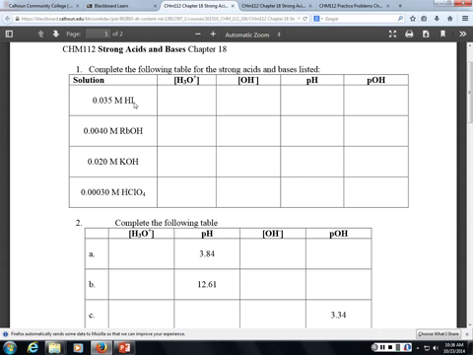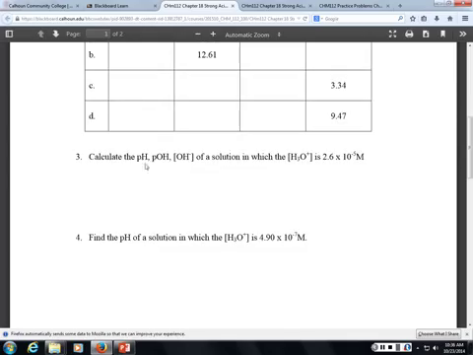The same thing really applies to the tables down here. It says find all of these for the acid. Just watch and make sure you're recognizing if it's the acid or the base. If it's the acid, you take the negative log of the hydronium, and if it's the base, it's the hydroxide. You just have to be careful when you're looking at those, but they are pretty straightforward.